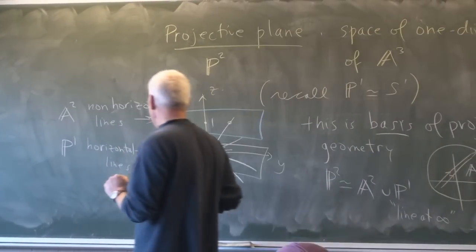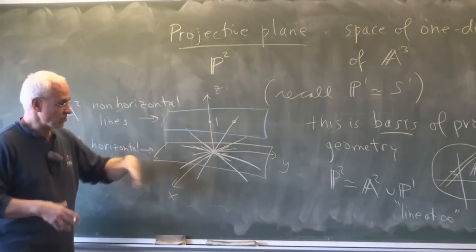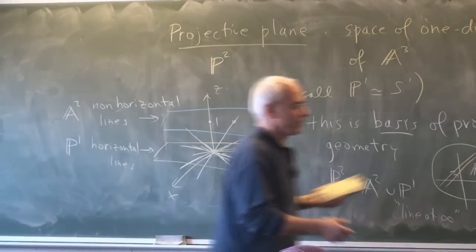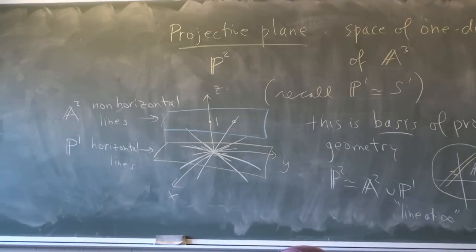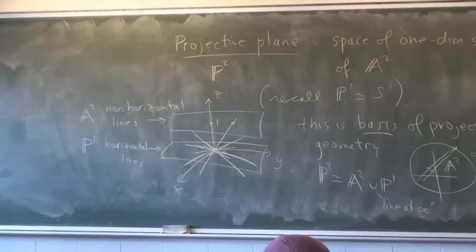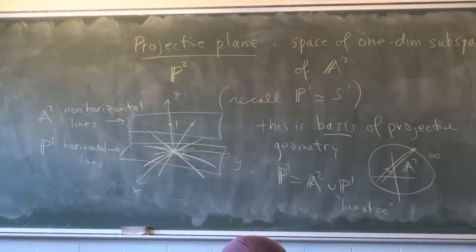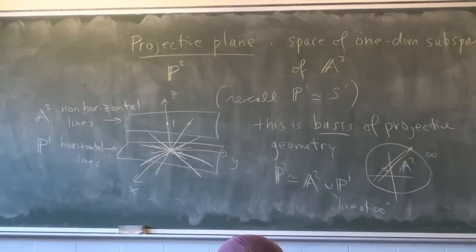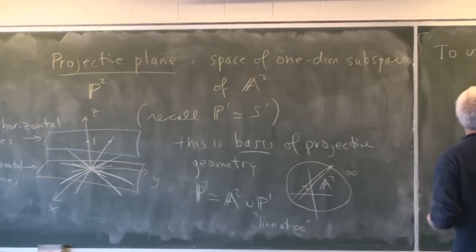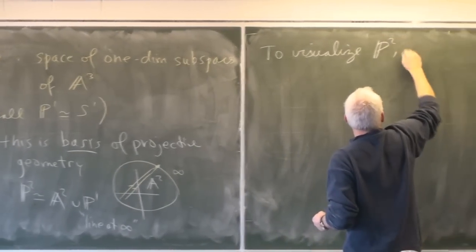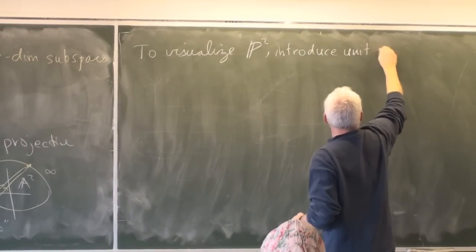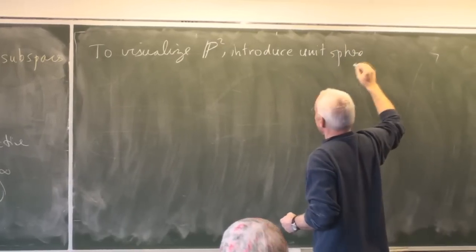But we're just going to be interested in this P2 as a topological space. So how does that look? We still don't really know what it looks like. The key to understanding it as a topological space is to introduce a sphere. So to visualize P2, we introduce the unit sphere, S2.